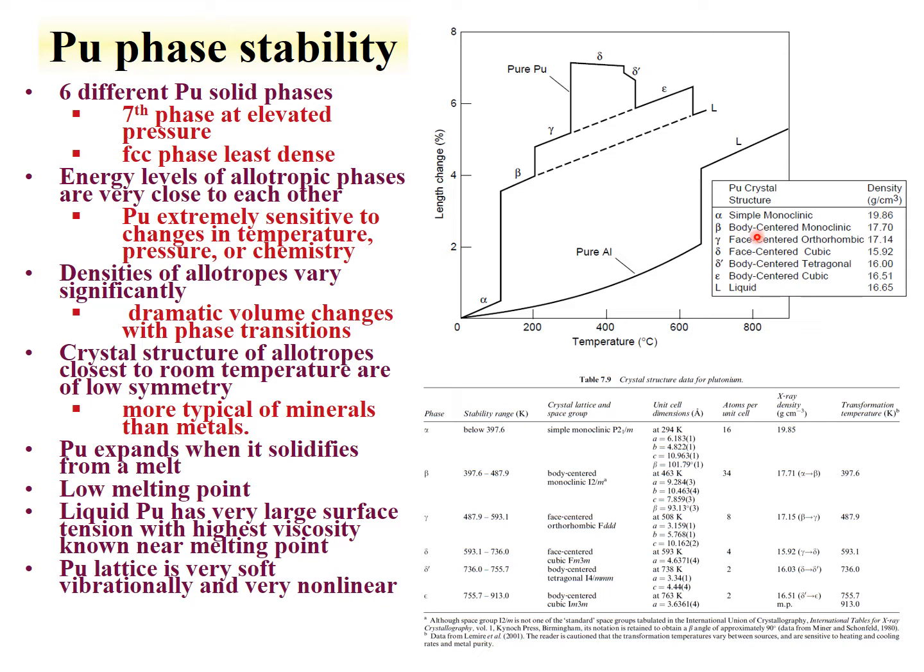The data is shown here, where the most dense phase is the alpha phase, which is close to 20 grams per milliliter, and the least dense phase is this delta phase, the face-centered cubic, the FCC phase, where you get a little bit under 19 grams per milliliter. Plutonium also has an interesting property where it expands when it melts, and it also has a relatively low melting point. The data for the different phases are listed here. Their temperature range, crystal lattice and space group, unit cells, atoms per unit cell, and then the density.